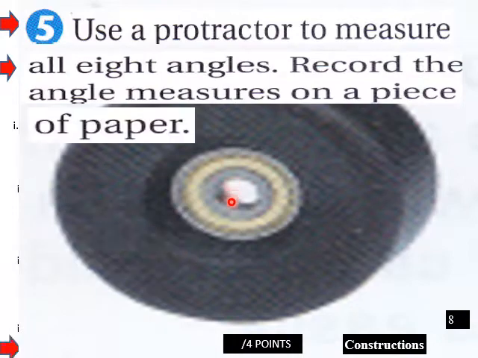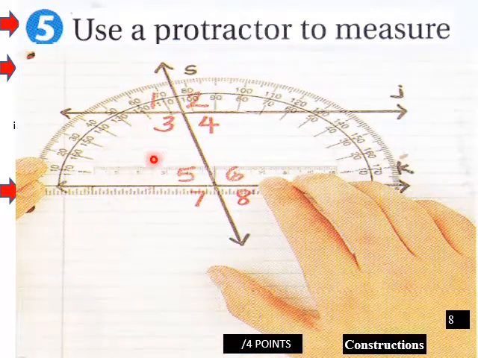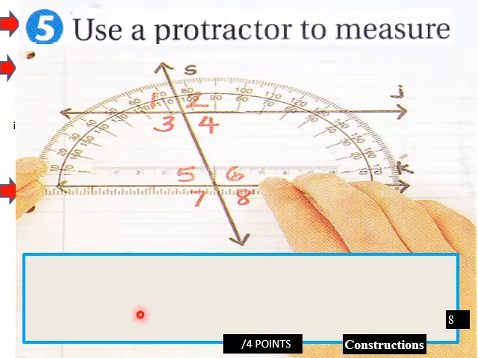And then use a protractor again to measure all 8 angles. So measure them again. Do kind of like the same thing we did with the first one. And then in this box here, put your angle measures in here. Label them 1, 2, 3, 4, 5, 6, 7, and 8, and their angle measures. Put that in there.